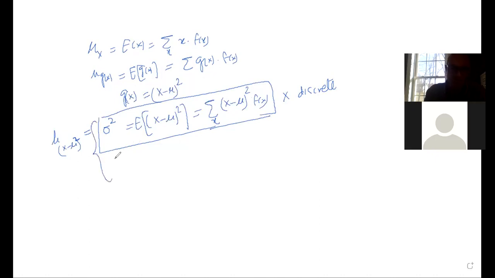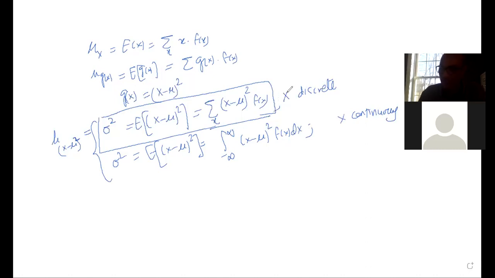In the same way, sigma squared is equal to E of (X minus nu) squared, which is the integral from negative infinity to infinity of (x minus nu) squared times f(x) dx, if X is continuous. So these are the two cases: X discrete and X continuous. The quantity x minus nu, usually we write small x over here, and this is small x.